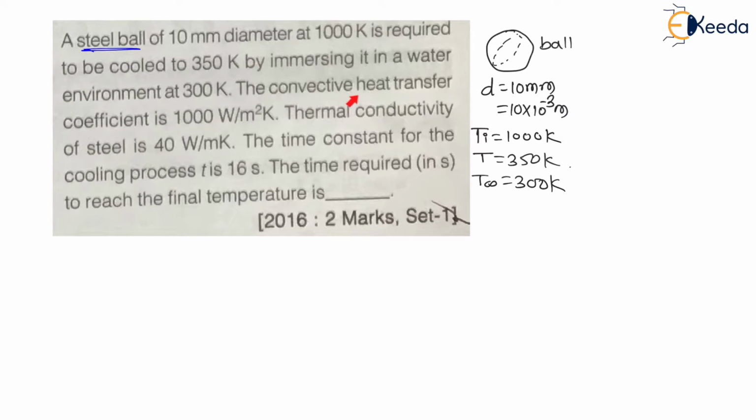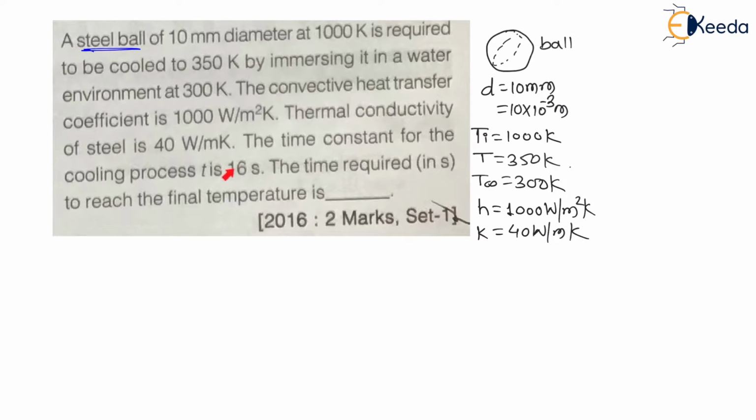Then the convective heat transfer coefficient is 1000 watt per meter square Kelvin. Here they have given the h value for water, 1000 watt per meter square Kelvin. Then the thermal conductivity of steel is 40 watt per meter Kelvin. For this steel ball, they have given thermal conductivity, 40 watt per meter Kelvin. Then the time constant for the cooling process is 16 seconds.